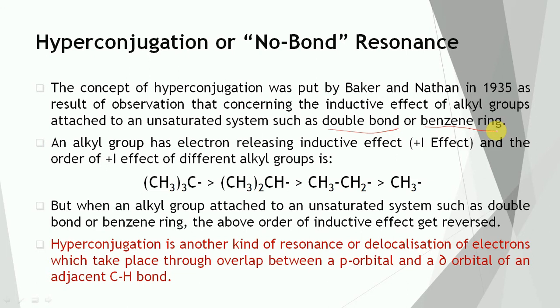An alkyl group has electron releasing inductive effect, and the order of positive I effect of different alkyl groups is given as the tertiary, which will have the maximum positive I effect, while the methyl group will have the minimum positive I effect. But when an alkyl group is attached to an unsaturated system such as a double bond or benzene ring, the above order of inductive effect gets reversed.